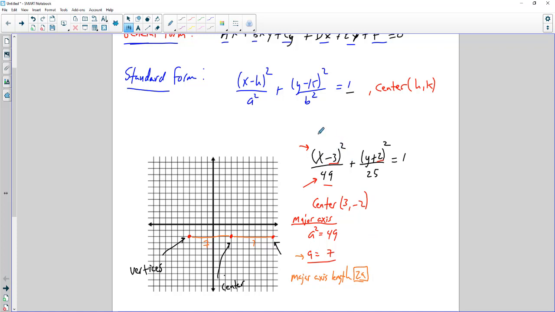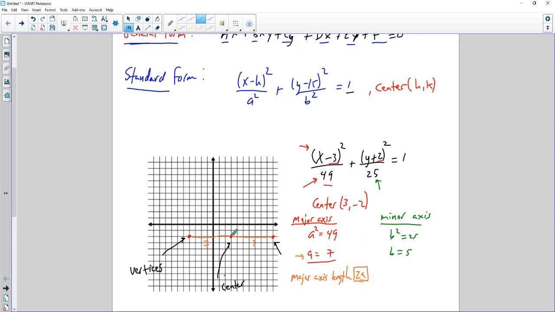Okay. So let's go and talk about the minor axis now. We have a minor axis to go with the major axis. There's 2 of them, and this will be defined by the smaller of the 2 numbers. Then we're going to say b squared is equal to 25. So b will equal 5. Technically plus or minus 5, but we're going to say it's 5.